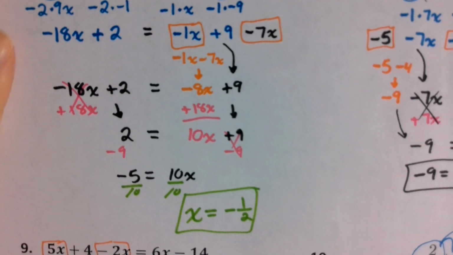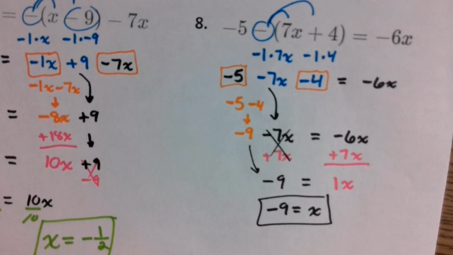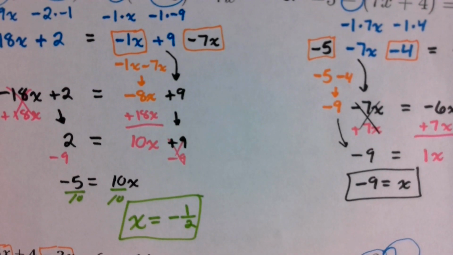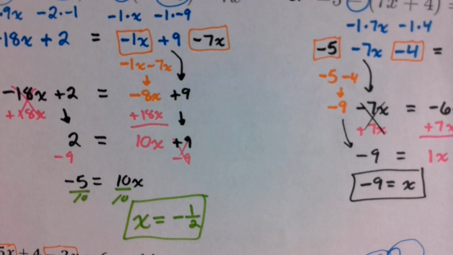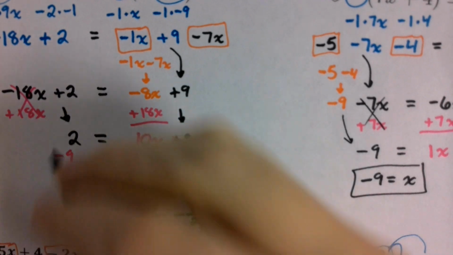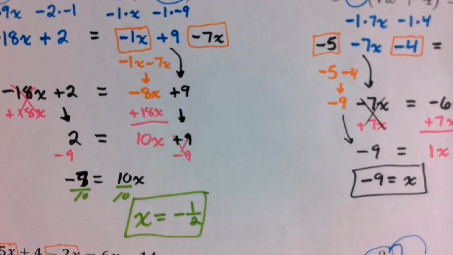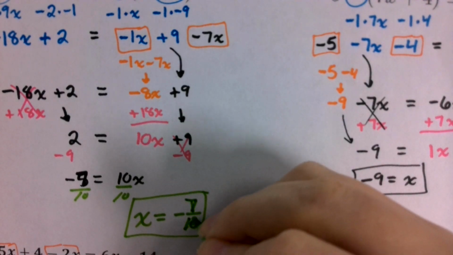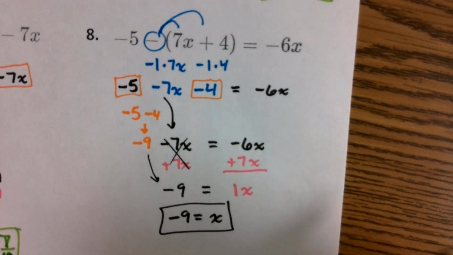Oh my goodness. Thank you. Negative 7. Woo! Miss French-Zheng was trying to move too fast. So negative 7 over 10. Negative 7 over 10 would be our answer. Okay, let's move on to number 8.